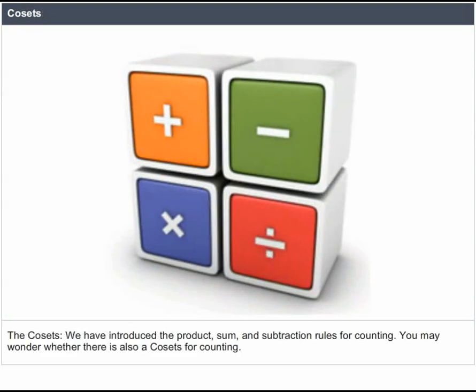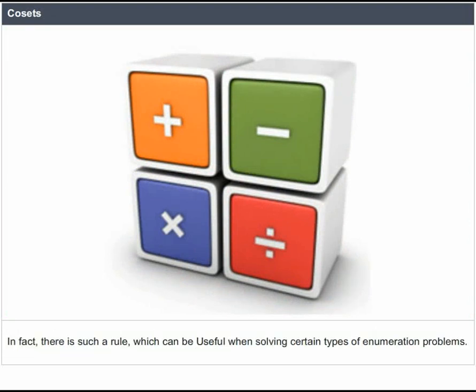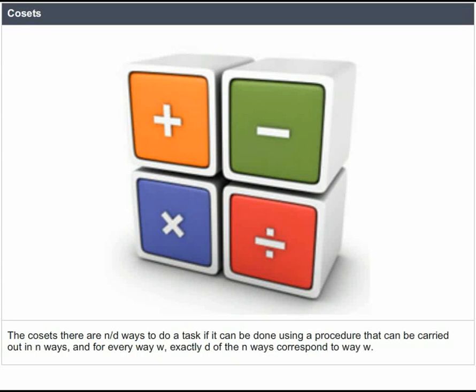Counting. We have introduced the product, sum and subtraction rules for counting. You may wonder whether there is also a division rule for counting. In fact, there is such a rule, which can be useful when solving certain types of enumeration problems. The division rule: there are n/d ways to do a task if it can be done using a procedure that can be carried out in n ways, and for every way w, exactly d of the n ways correspond to way w.